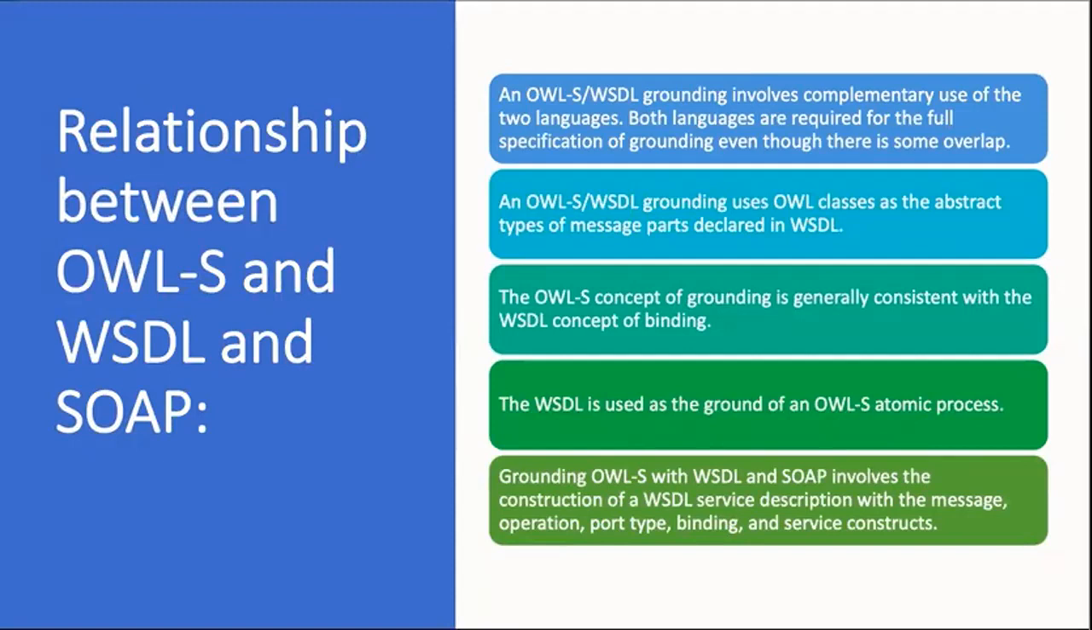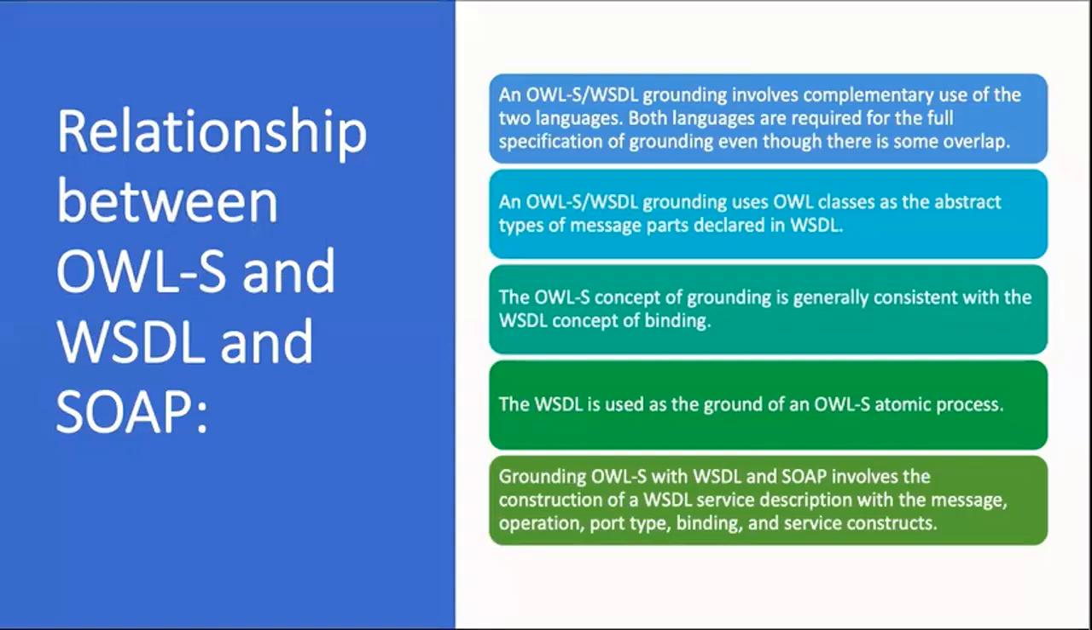The job of an OWL-S to WSDL grounding is to define the messages and operations for the atomic processes that are accessed and then specify the correspondence. Because OWL-S is an XML based language and its atomic process declarations and input output types already fit with WSDL, it is useful to extend existing WSDL bindings for OWL-S, such as the SOAP binding. The OWL-S concept of grounding is generally consistent with the WSDL concept of binding. WSDL is used as a grounding of an OWL-S atomic process.